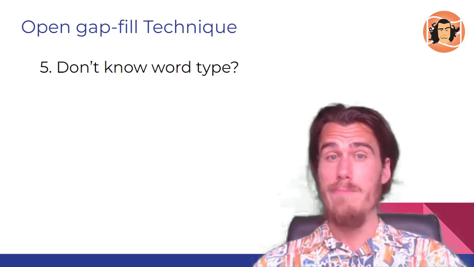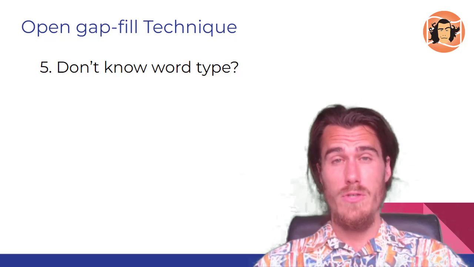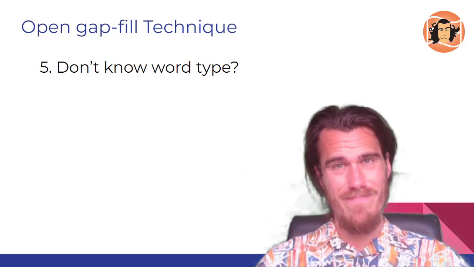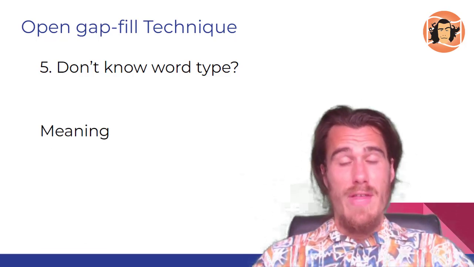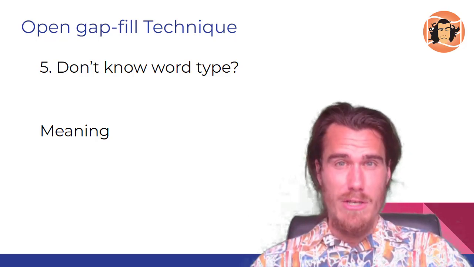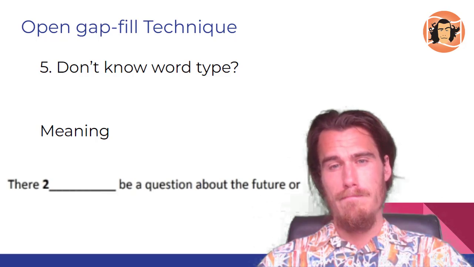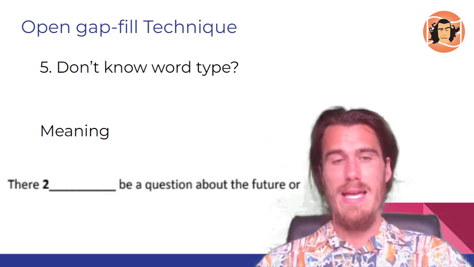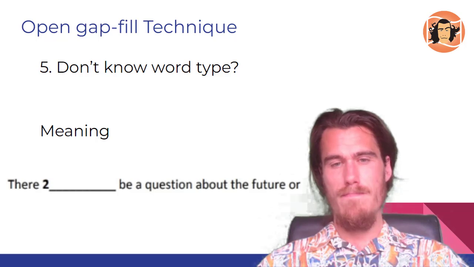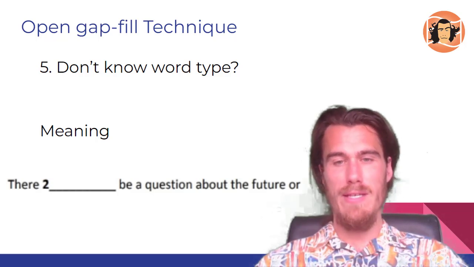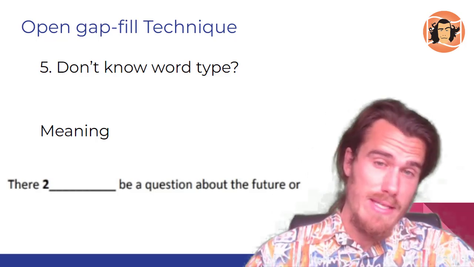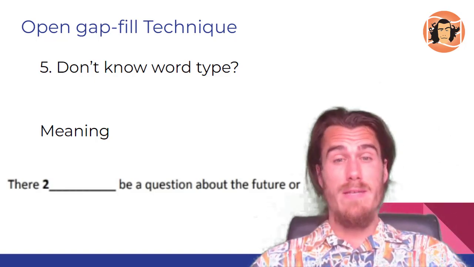Now, it is possible that you might not know what type of word goes in the gap. So then you have to base your answer completely on the meaning of the sentence. And again, we could kind of maybe do that here. Question about, well, I don't know if there's definitely a question about. So based on the meaning, I would be thinking also there might be or there may be.